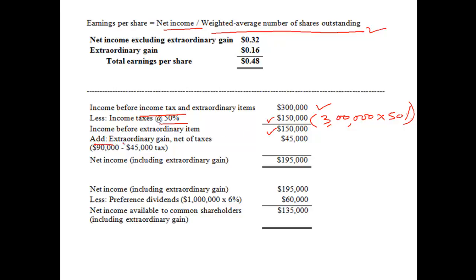We'll add extraordinary gain net of taxes in it. So the extraordinary gain is $90,000 and the tax on it will be $45,000, 50% of 90,000. So the net income including extraordinary gain will be $1,95,000. So we'll reduce the preference dividends from this net income to calculate the net income available to common shareholders. So the preference dividend will be $1 million multiplied by 6%, that is the preference dividend rate. So we'll get $1,35,000.